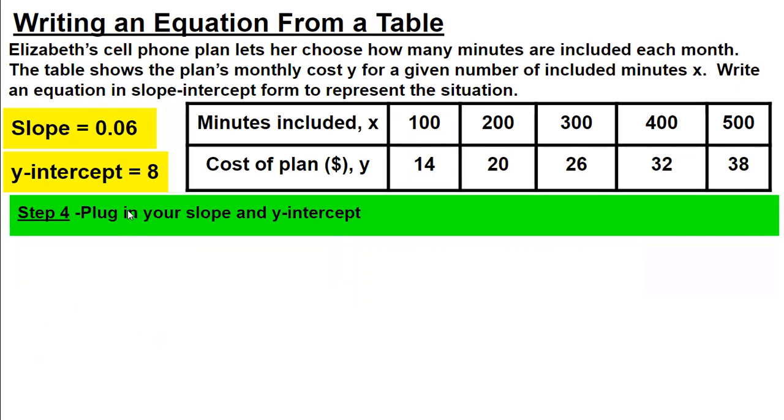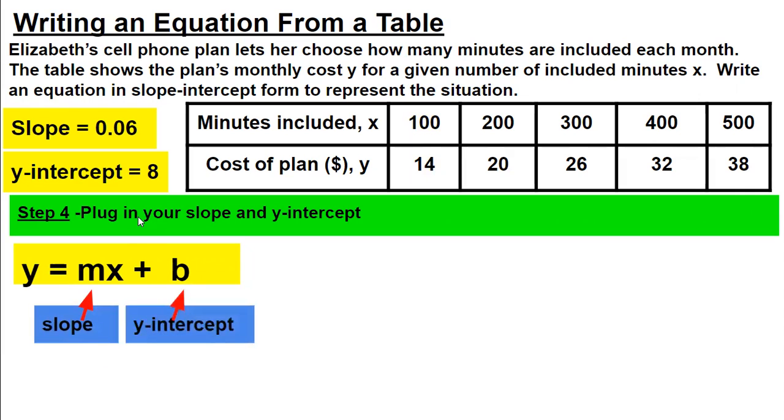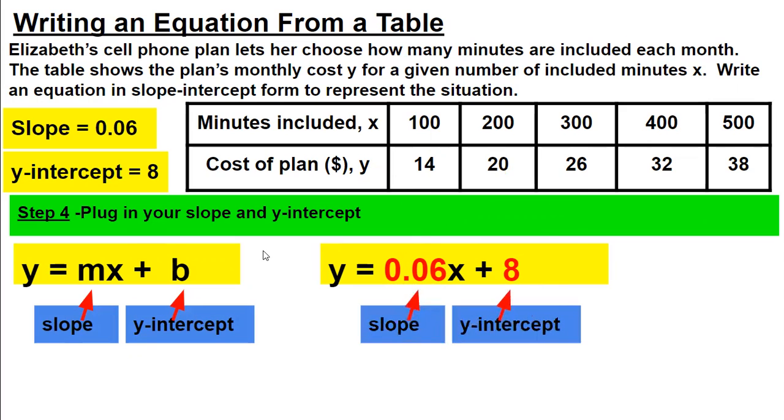Plug in your slope and your y-intercept. Y equals mx plus b. We've got our slope and we have our y-intercept. So we just put it in there. Y equals 0.06x plus 8. That means whatever point value or whatever number of minutes I put in for x, that's my input. If I calculate it out, I'll get an output of some cost. So now, there's your slope and there's your y-intercept, but what do they mean?